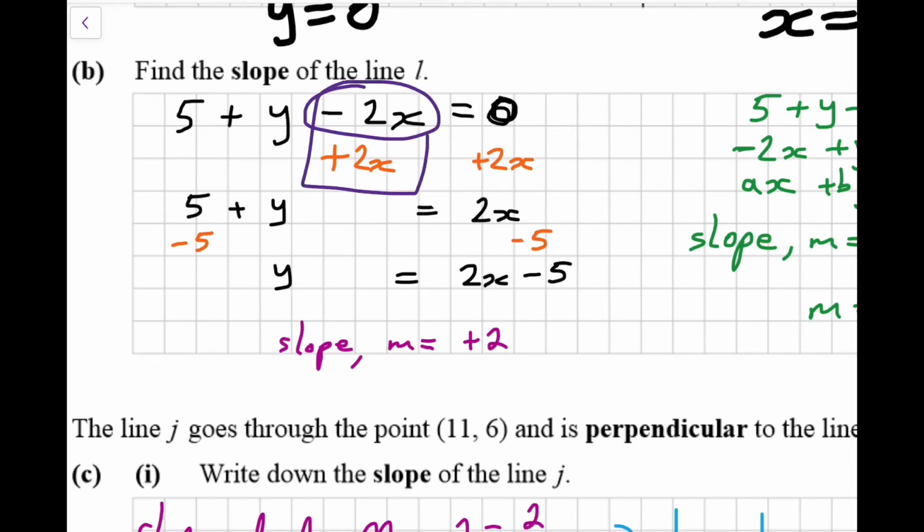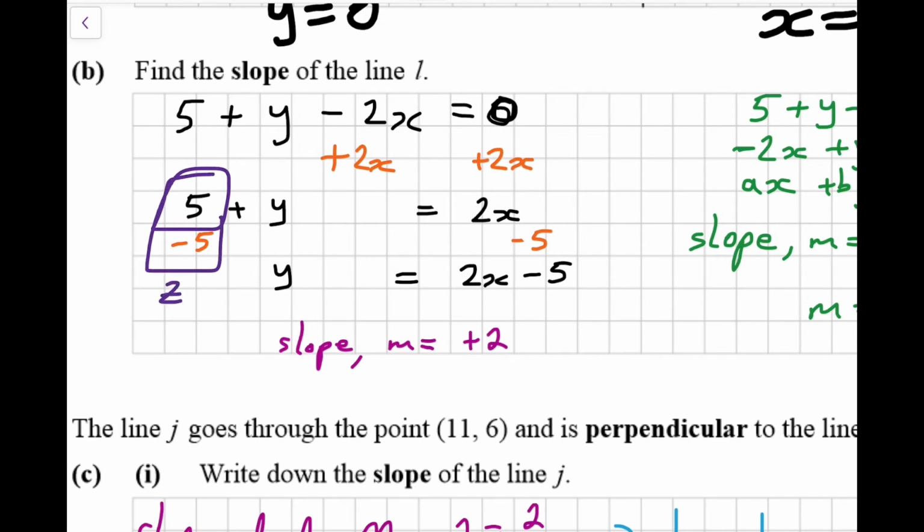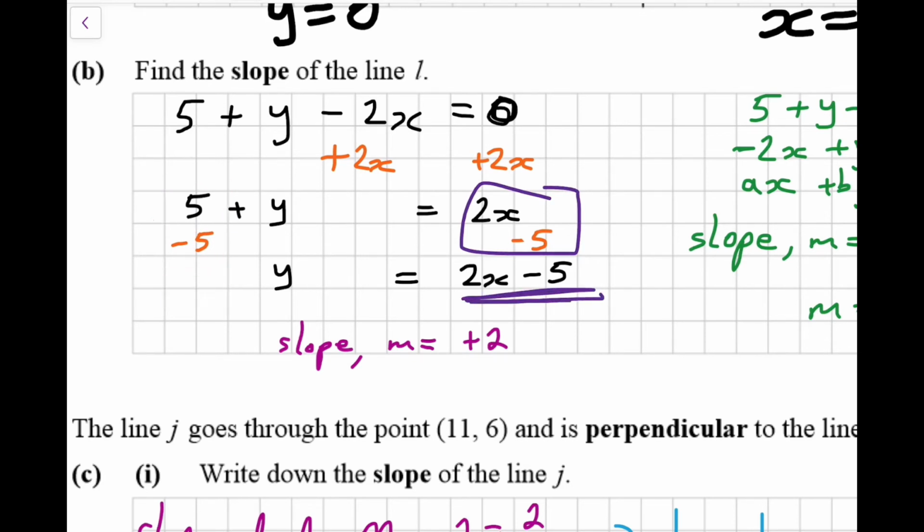I'll add 2x to get 0. You can see there's 0 x's here. But that means I add 2 x's over here. 0 plus 2x is just 2x. So that's our first step explained. Okay. Now again, simply we want the y on its own. We don't really want this 5 here. So I'll subtract 5 to get 0. But that means I have to subtract 5 over here. Give me 2x minus 5. So I have 2x minus 5 is equal to y.